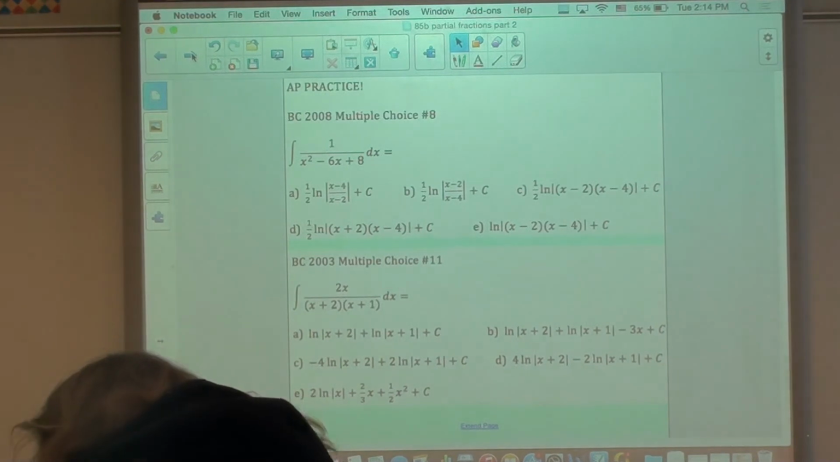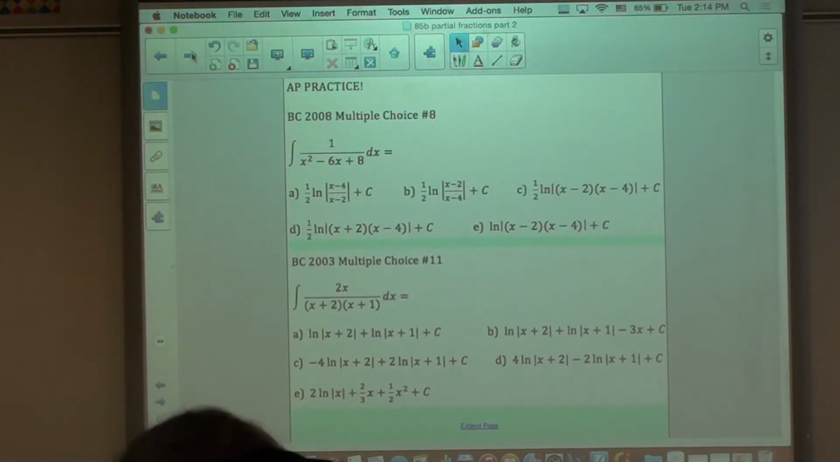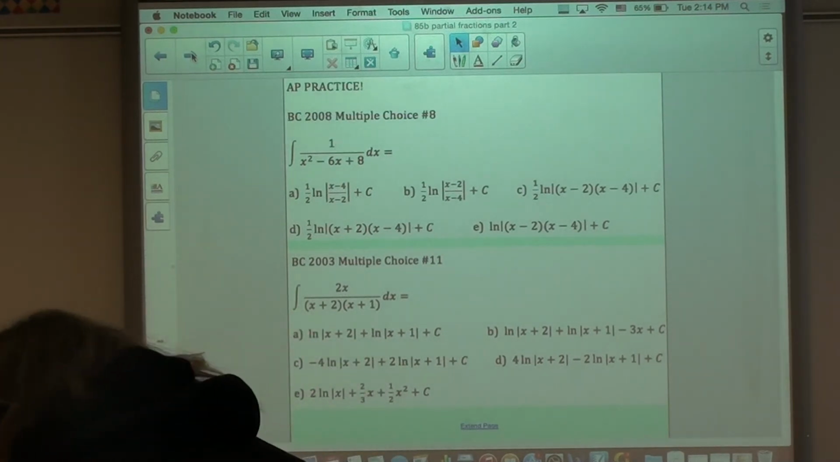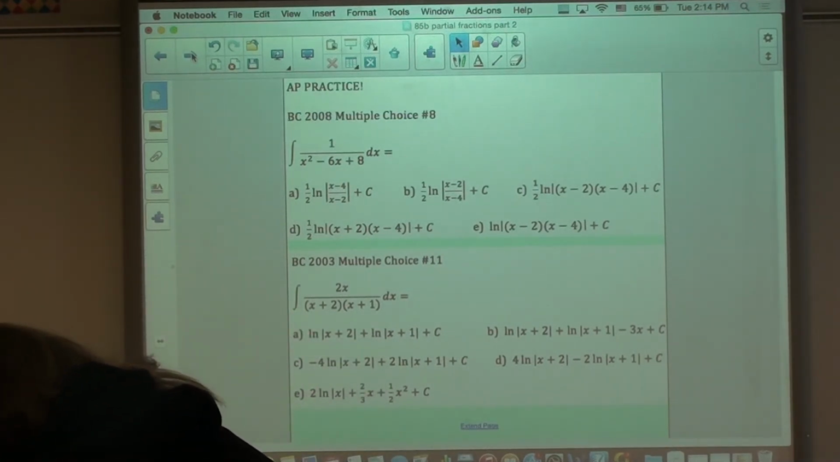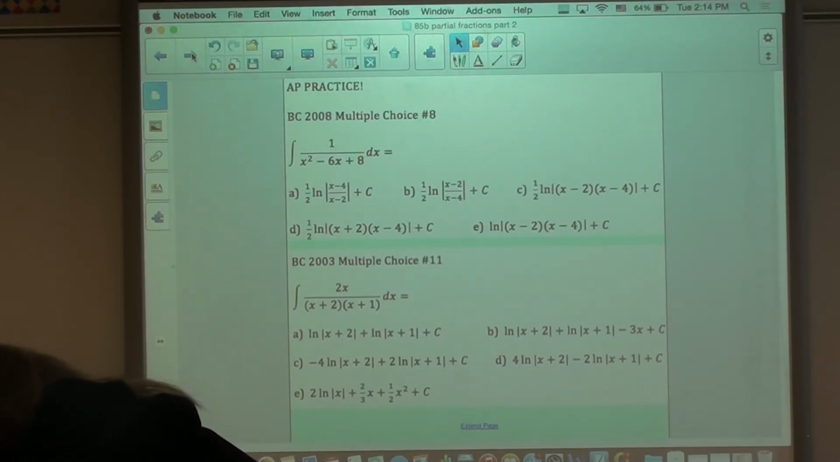So it's just another method for finding the unknowns. You don't have to do it. You can always just plug random numbers in for X and you get big systems of numbers. The first one I got A. Yes.